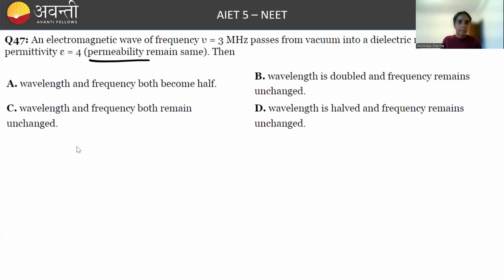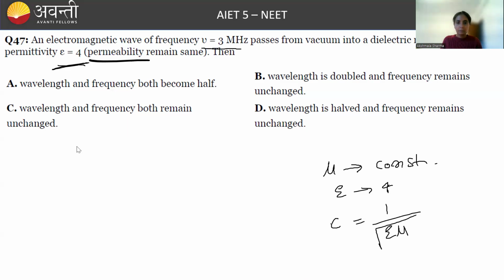Now let's do this. An electromagnetic wave of this frequency passes from vacuum into a dielectric medium with permittivity 4. Then what will happen to wavelength, frequency and all? So permeability, mu, is remaining constant, and permittivity is becoming 4 times. So if you have learned in electromagnetic waves, the formula for the speed of light is 1 by root of epsilon mu.